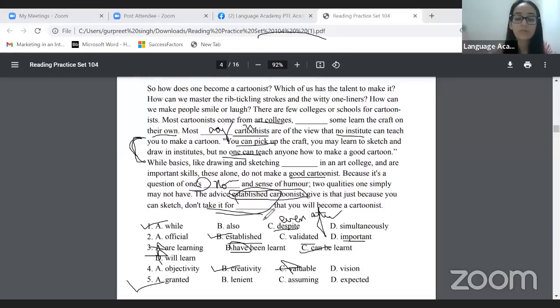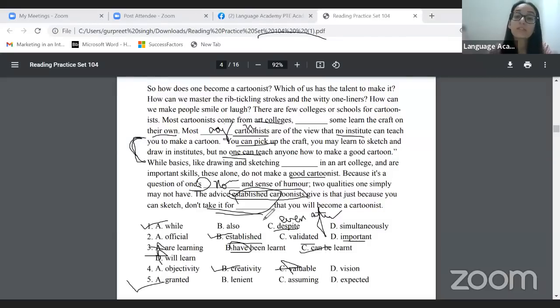The first one, whenever we compare two things, while some here, others there, this writing piece is always connected using while. Established cartoonist, the sentence was complete. Cartoonist is a noun. So we always have to describe the noun with an adjective, means the kind word is required. An established cartoonist was a hint given in the paragraph itself.